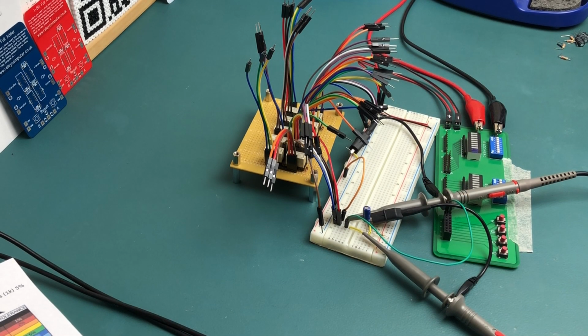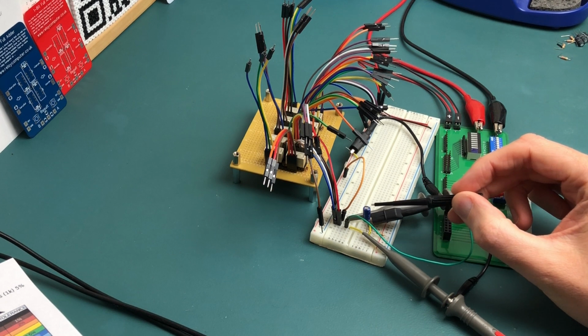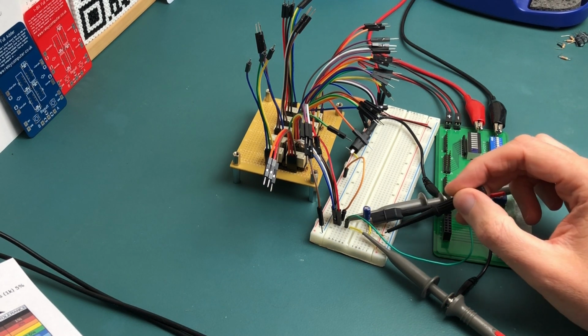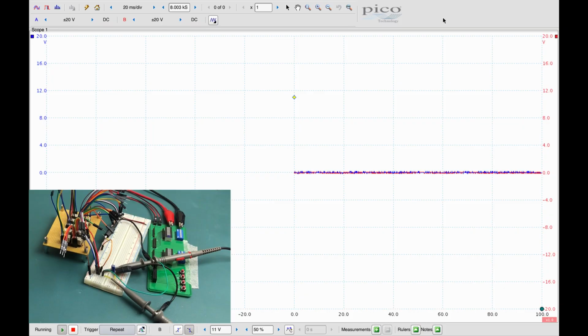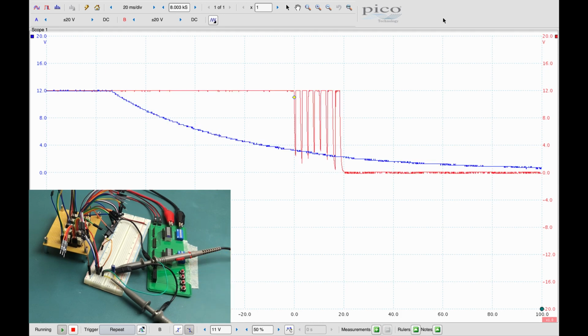Right, so same board layout, this time with a 100 microfarad capacitor and a 100 ohm resistor. So exact same setup as before. We've got the scope all ready to go here. Let's give this a try. Okay, right. Oh, messy, very messy.